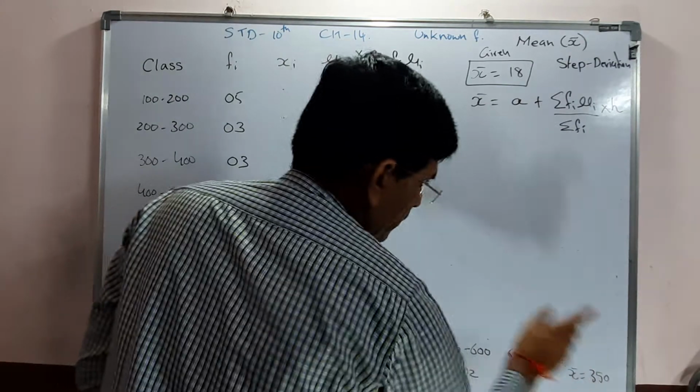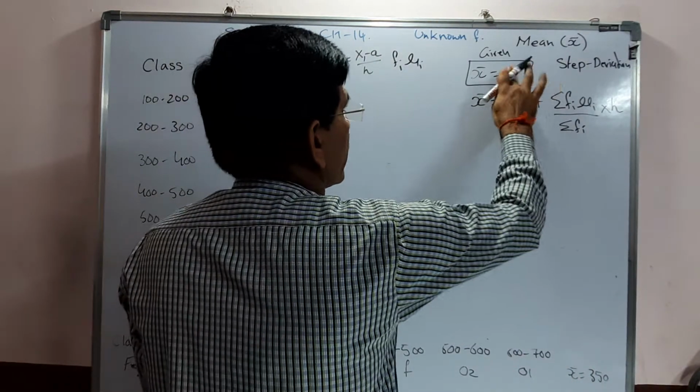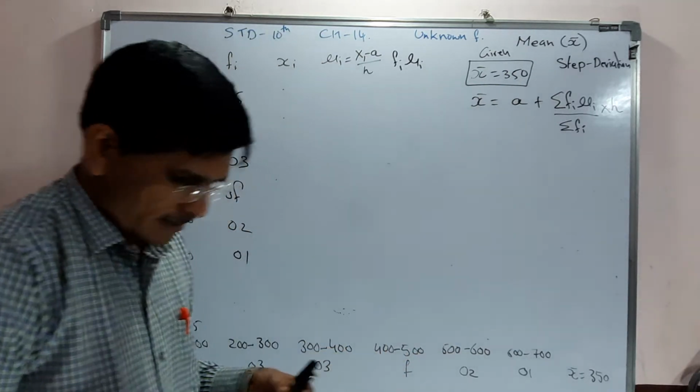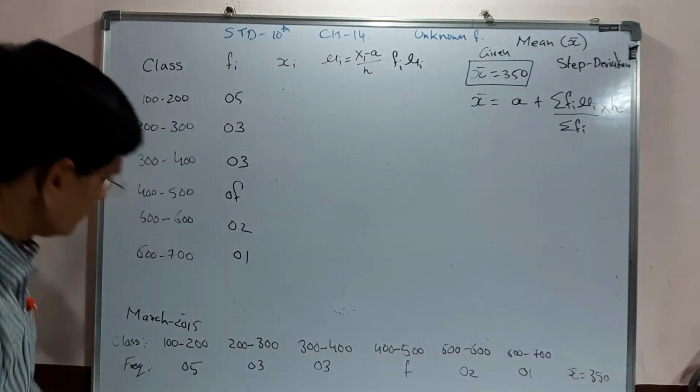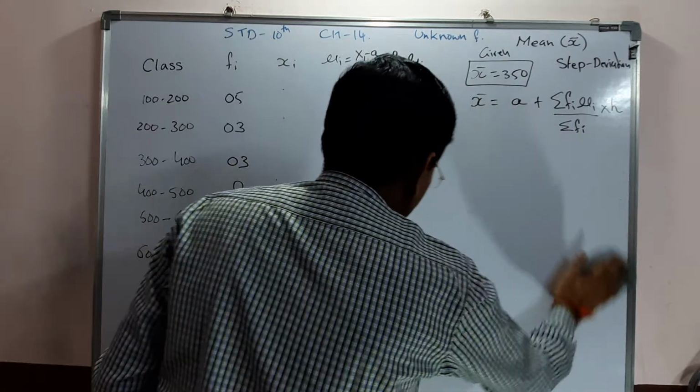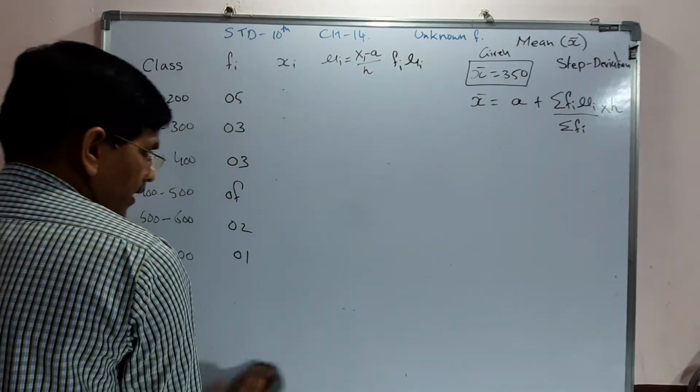And x bar is given. What is x bar? It is given as 350. Now we have to start calculation. What do we have to first find out? We have to find out xi.